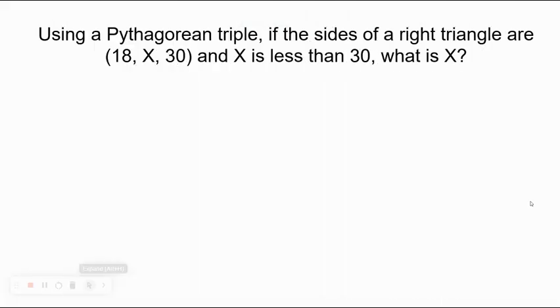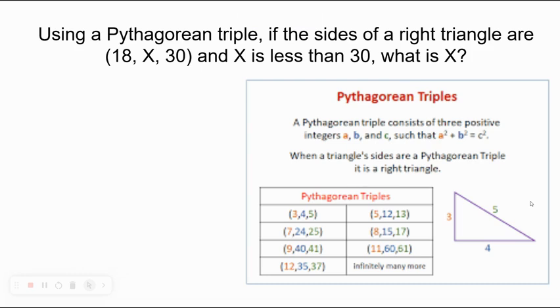Let's take a look at using the Pythagorean triple for this problem. If we know the sides of a right triangle are 18, x, and 30, and x is less than 30, what's x? So the first thing we need to talk about is what is a Pythagorean triple?